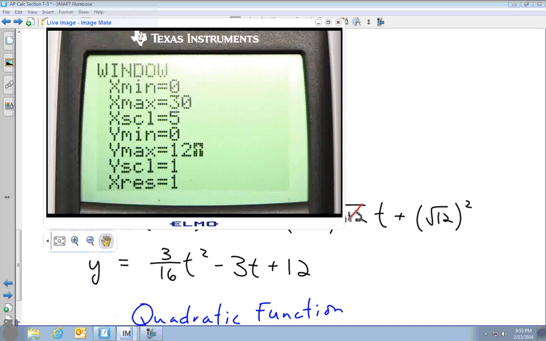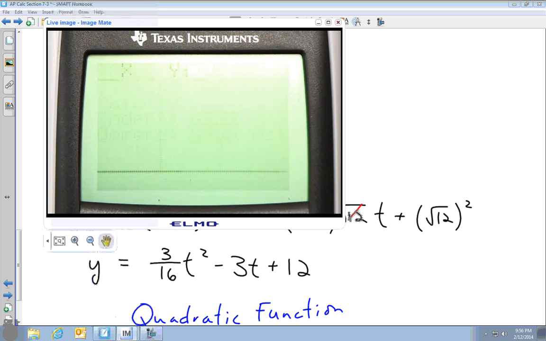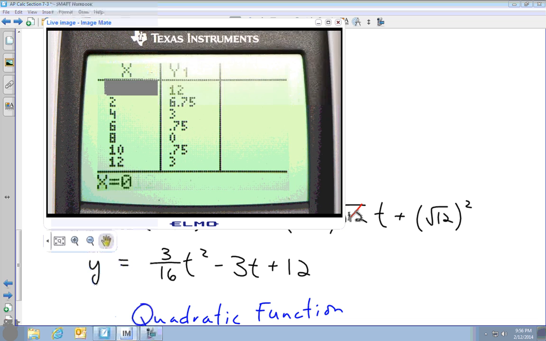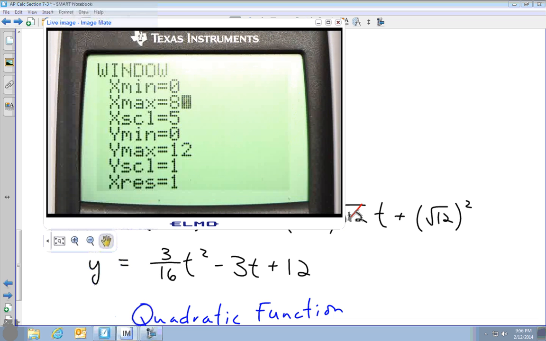In fact, I'm going to go to my table and just have it help me figure out what a decent domain for this is going to be. We'll start it out at 0 and we'll have it change by 2. And let's just see what we end up with here. So it starts out at 12 like we said and drains to, okay, after 8 seconds, we hit 0. It's all gone after 8 seconds. So let's change our window from 0 to 8. We'll set a scale of 1.